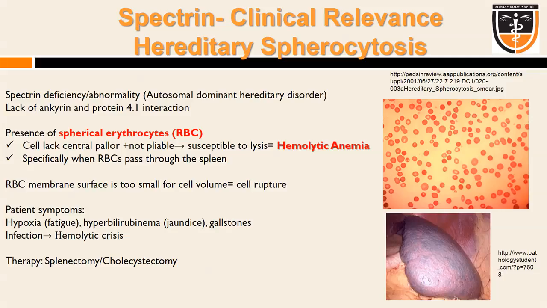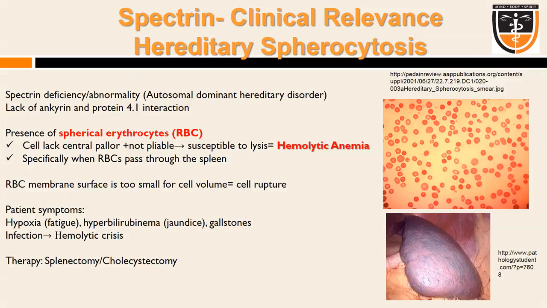Number two, they're round, so they're a little bit bigger. And number three, when they get stuck, they burst. Okay? So these individuals will develop hemolytic anemias. Their red blood cells will be breaking down like crazy, specifically when red blood cells go to the filter of the body known as the spleen. So these large red blood cells will get stuck in the spleen and break, and these individuals will develop anemia.